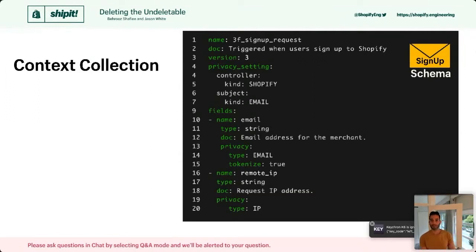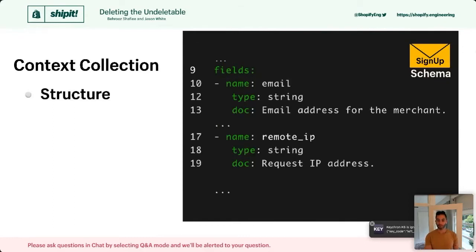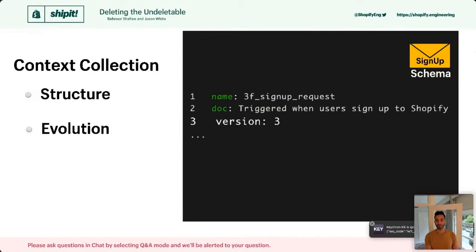For context collection, we introduced a new schematization system, and you can see an example of a schema for an event, a sign-up event in this case, on the right side. Let's read through the schema and see what kind of information and context it collects. First, its structure. All fields in a schema now have a concrete data type and a short description describing what they are. And next, we have versioning information. Over time, once these events start to change and evolve, we capture that via our versioning system.